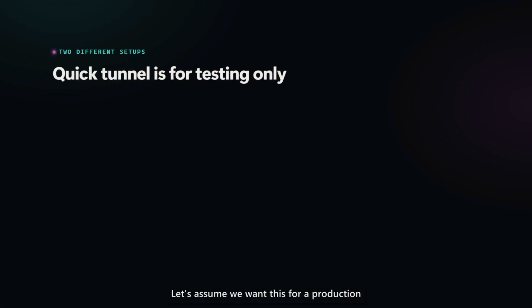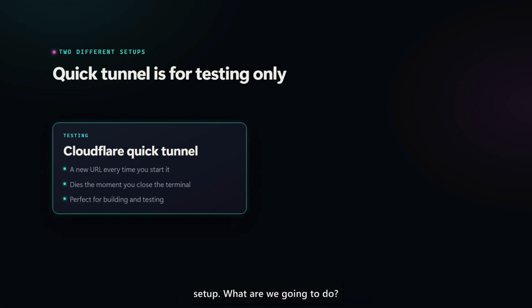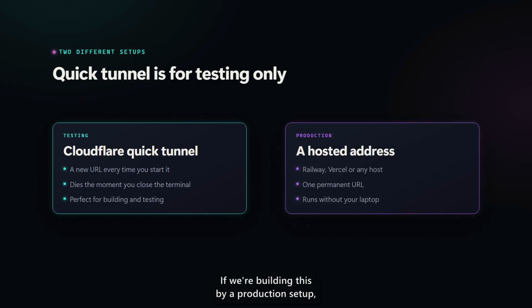So let's assume we want this for a production setup. What are we going to do? We have to use a software that gives us permanent access to the web. An example of that could be Railway. So if we're building this for a production setup, we're going to need a permanent web address. And we're going to use tools like Railway, Vercel, or anything that gives us permanent access to the web. So this is just for testing's sake.